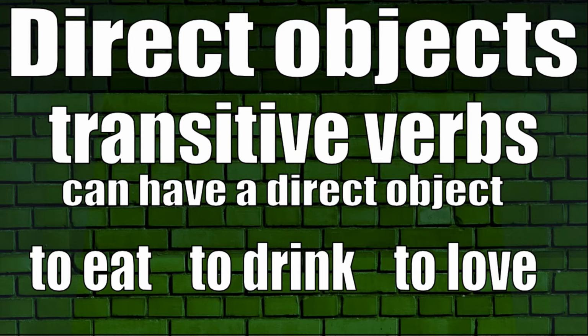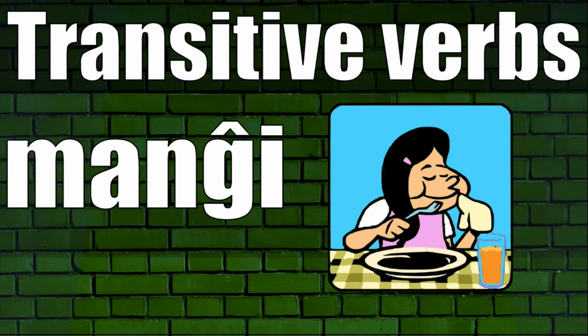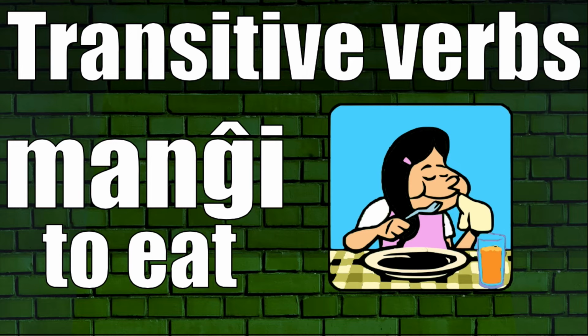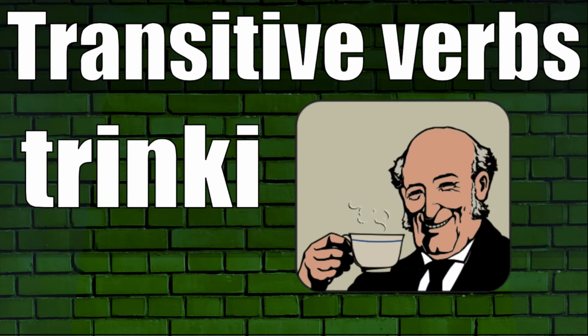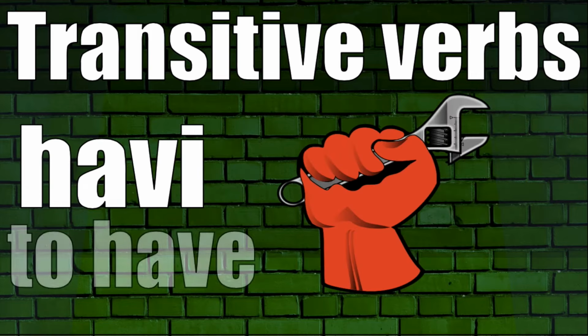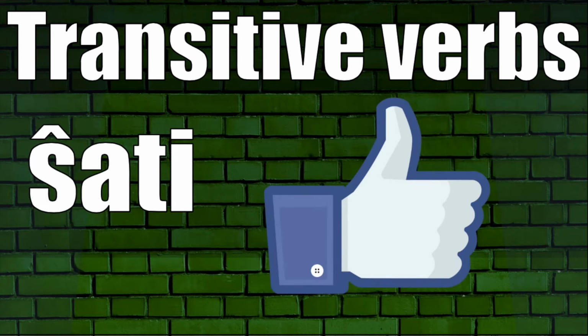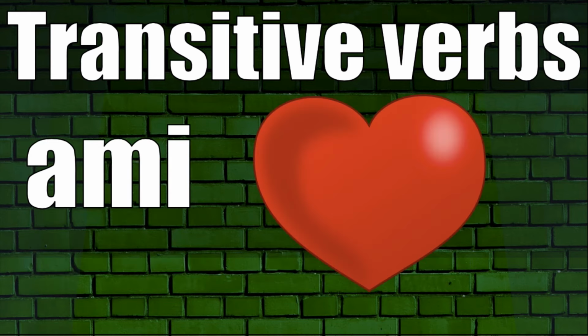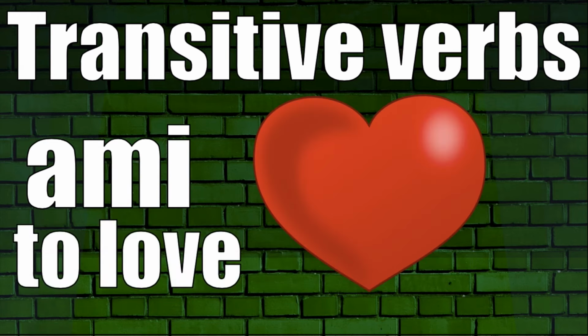So before I teach you how the direct object is used in Esperanto, I'm going to have to teach you some transitive verbs. The first one is mangi. This means to eat. Another one is trinki, to drink. Havi, to have. Ŝati, to like. Ami, to love.